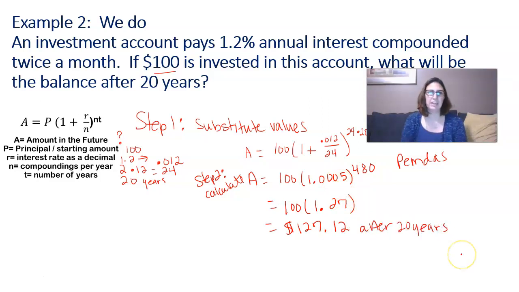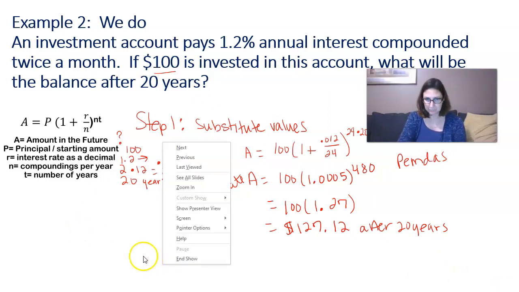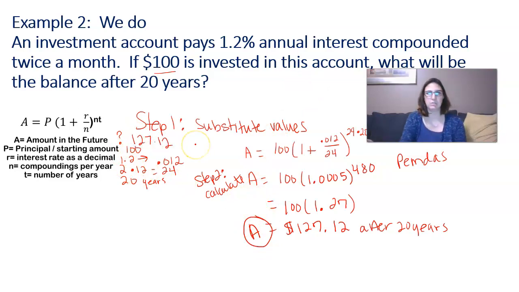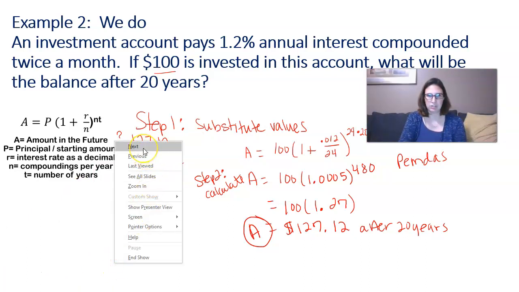So it looks like they gained about $27.12 after 20 years, but remember their principal was only $100. And it was a very low interest rate. So that's how you do it. You are welcome to look at this problem, see how I calculated it, and make sure we come up with the same solution. I just want to make a quick note that this, once again, is your A. This is what we were trying to figure out. So $127.12 after 20 years.